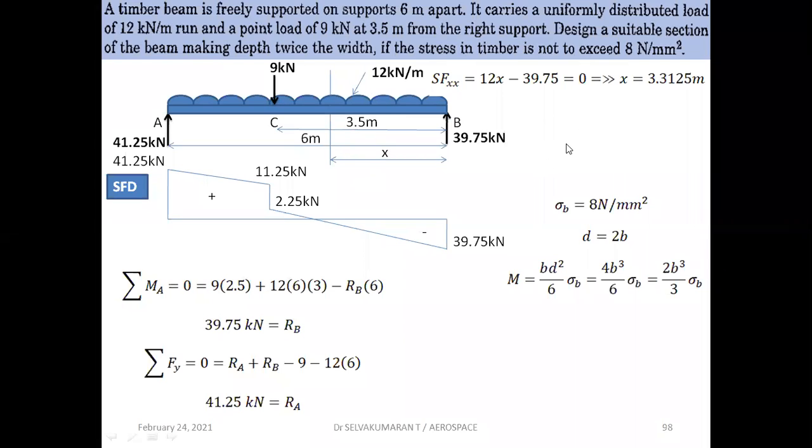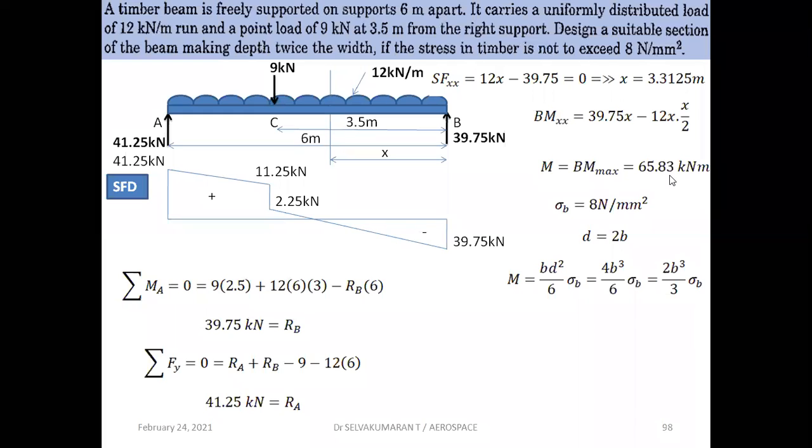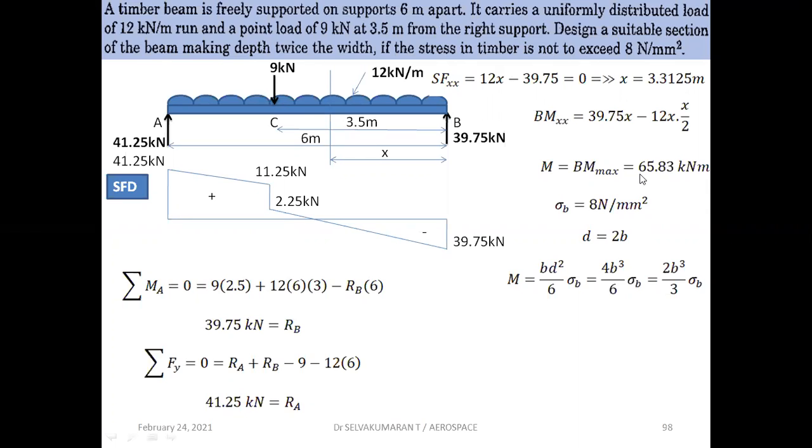Now about the same section, try to write down the bending moment expression. 39.75 into x anti-clockwise, right side positive, and 12 into x by 2, clockwise negative. So this is the bending moment expression. In place of x, substitute this 3.3125 meter to obtain the maximum bending moment. So the maximum bending moment is coming out to be 65.83 kilonewton meter.